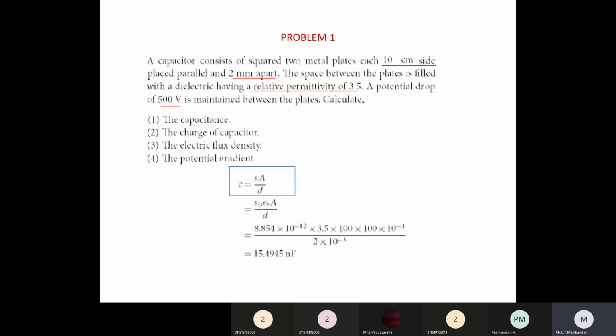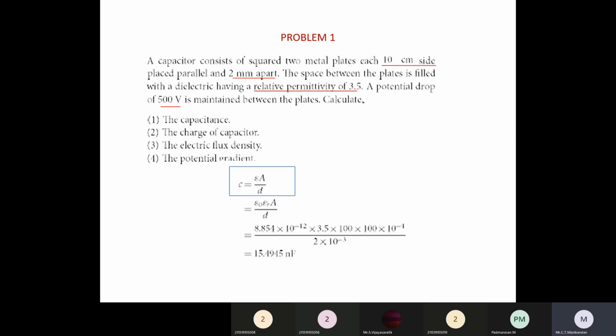The capacitance formula you know, C equals epsilon A by d, so epsilon naught epsilon R A by d. You know epsilon naught, and epsilon R is given as 3.5. The area of the square plates is 100 into 10 power minus 4, divided by d, 2 millimeter apart. With this we find the capacitance.